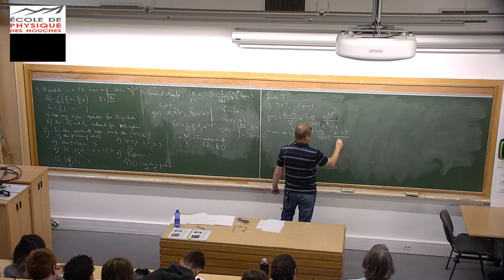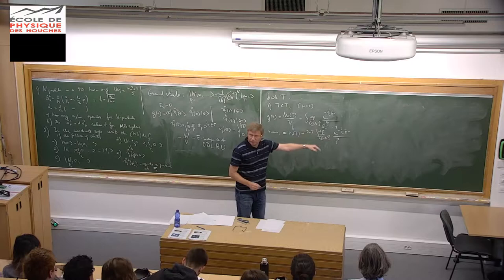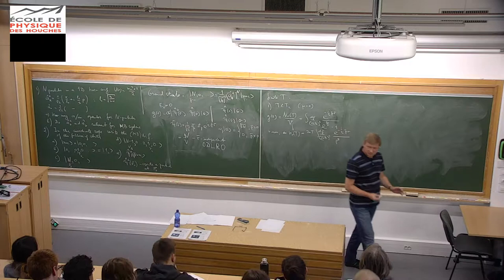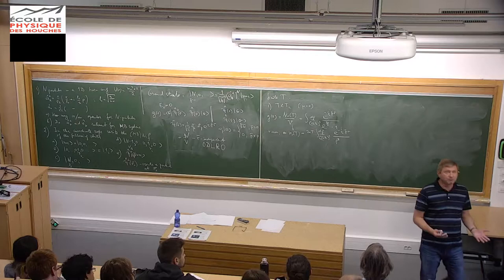The rest I took here. P squared over 2mt, I take it here. Who knows what it is? You know the answer for this. You're not aware, maybe, that you know, but you know. Have you had electrostatics? It's Coulomb, because one over p squared is the Fourier transform of the Coulomb interaction.